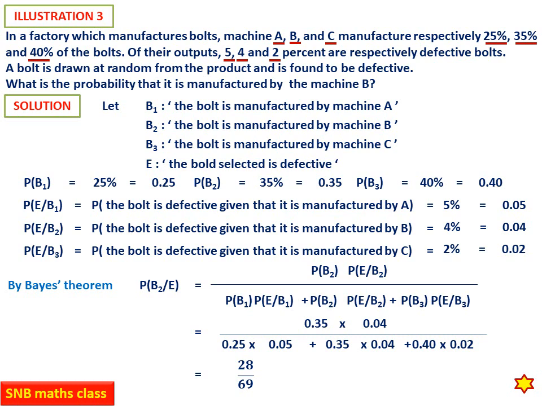Now simplify. Of course, this is the answer, so approximately 28 by 69. Of course, simplification I have not shown, so you can do it yourself. You can even write it in decimal form also. So this is the required answer. This is illustration 3, the third example.